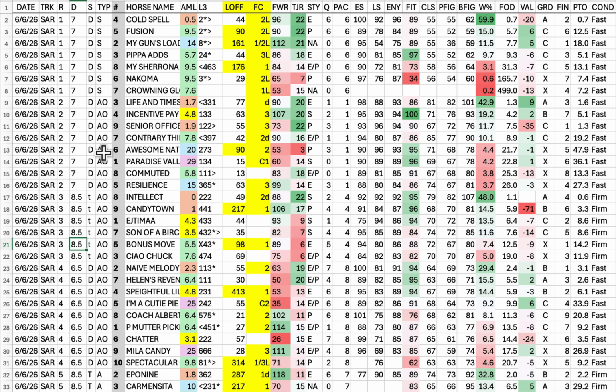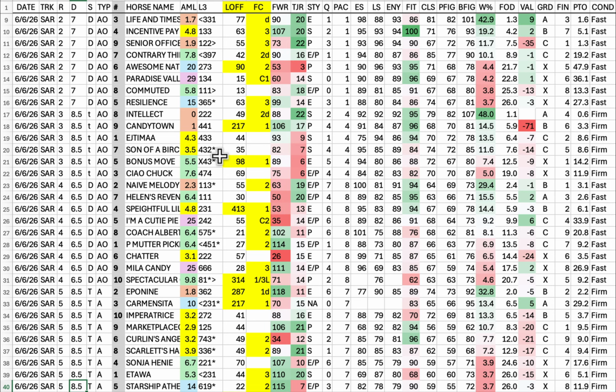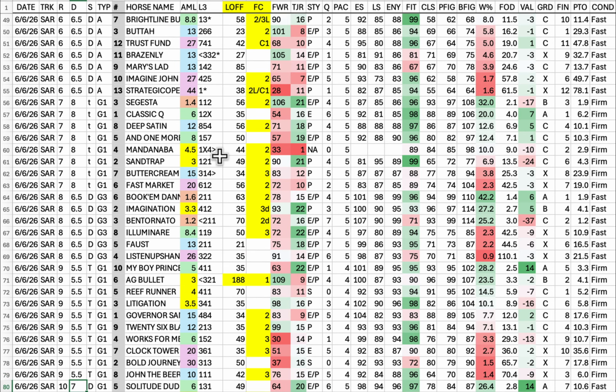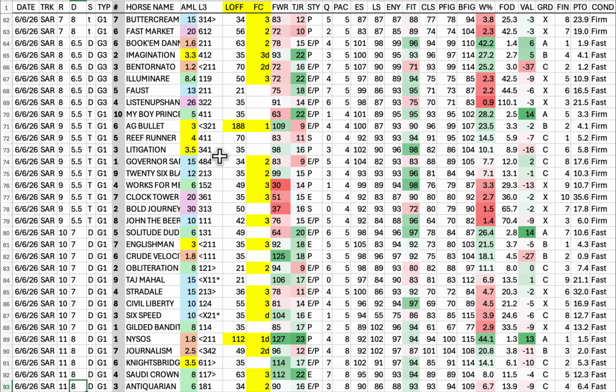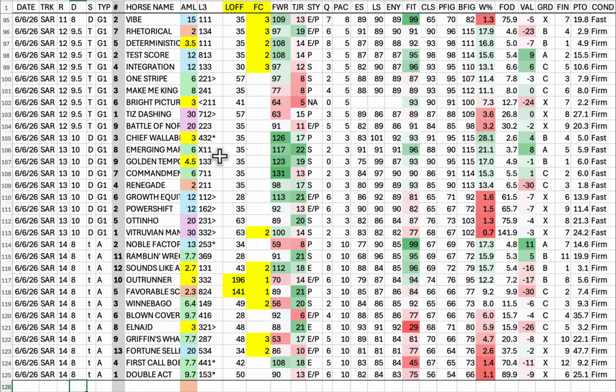AO is allowance optional claiming. A is just allowance. G1 is grade 1, G2 is grade 2, G3 is grade 3. A lot of grade 1s, obviously. People are probably familiar with the races this day. You can see the inner turf, you can see the dirt, you can see the outer turf.